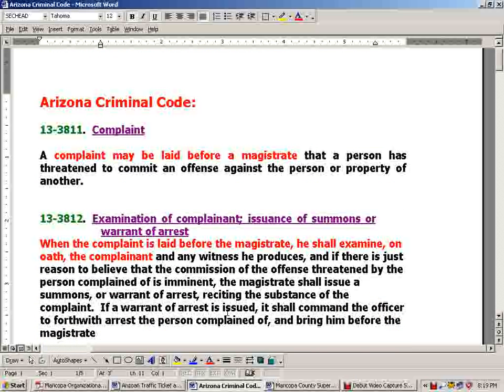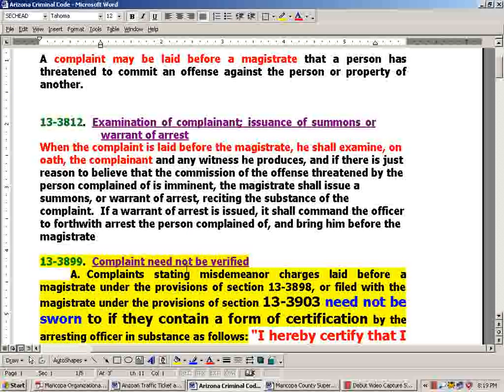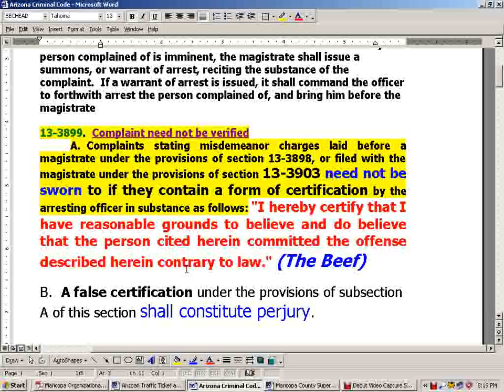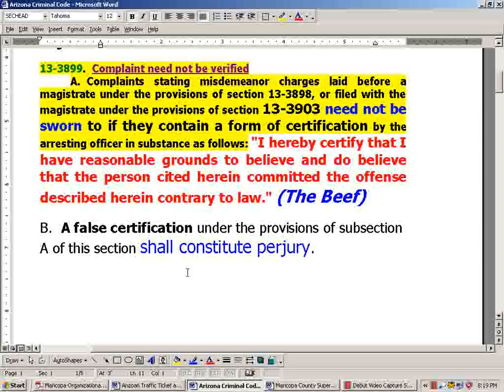He has to go before the magistrate and swear out the complaint. It's not a sworn complaint. What it is, is a simulated legal process. And here's his killer. B, a false certification under the provisions of subsection A of this section shall constitute perjury. The cop who filled this thing out and put it in just committed perjury. Because it's a false certification.